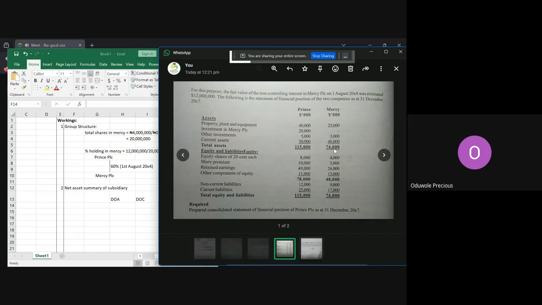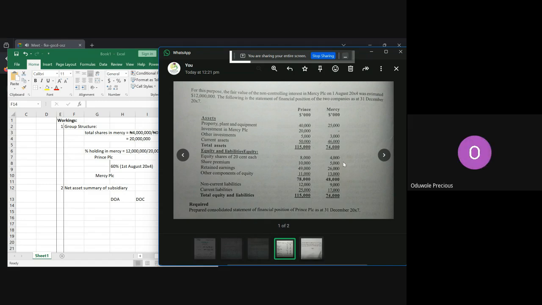Now, this is where you come and look. I already told you what it will be. These are all our net assets. All of these things are our net assets. So don't forget the net assets that we are doing here are for the subsidiary. Who is the subsidiary? Mercy. So this is where you want to focus on. Don't look at this one. So what are the things that they have there?